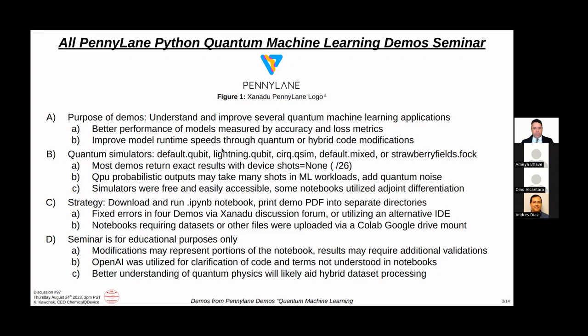And then you also have lightning.qubit, which will work sometimes, and cirq.qsim. I had a good example of a speedup over their cirq.simulator. You also have default.mixed, and strawberryfields.fock is their simulator for photonic quantum computing. Most of these are shots equals None, which basically means analytic results: it's getting the exact expectation value right away.